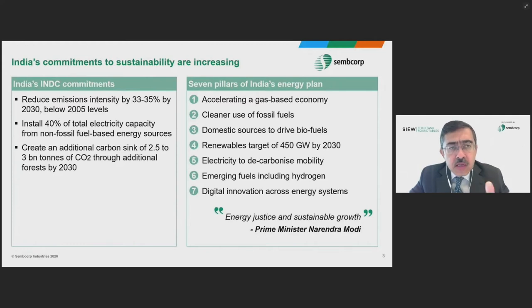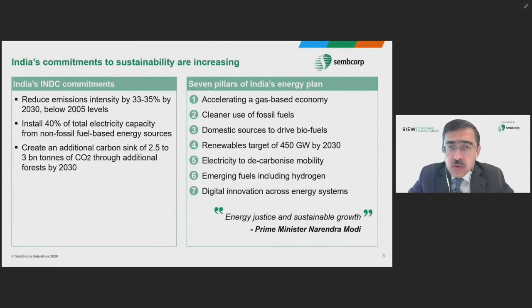Because if I look at the left side, India had its INDC commitments around emission reductions, around moving its very significant fossil fuel-based portfolio towards cleaner sources of energy and so on. But what's interesting is that those commitments, despite Corona and despite the volatility in economics and macroeconomics, really, are actually increasing. So if I just listen to what our Prime Minister announced just earlier this week, he talked about the seven pillars of India's energy going forward.